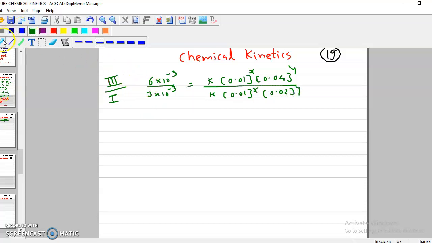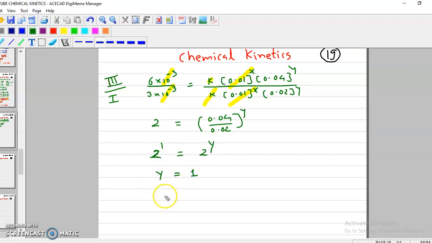This way we can see that it is easy to cancel 10 raised to minus 3, 10 raised to minus 3, k, and 0.01 raised to x, 0.01 raised to x. So now we can write 6 by 3 is equal to 2, which is equal to 0.04 raised to y upon 0.02 raised to y. And here this is equal to 2 raised to y. So 2 raised to 1 is equal to 2 raised to y. Therefore, we can say that y is equal to 1.